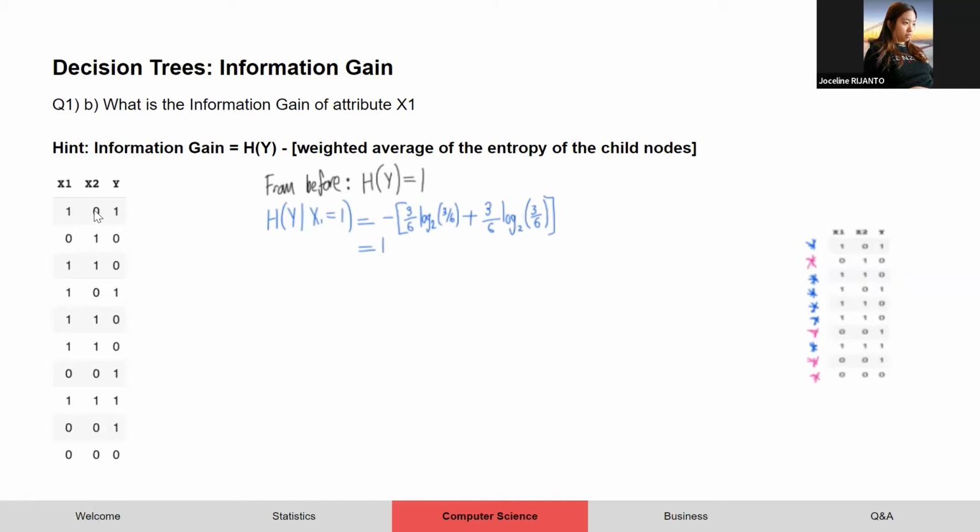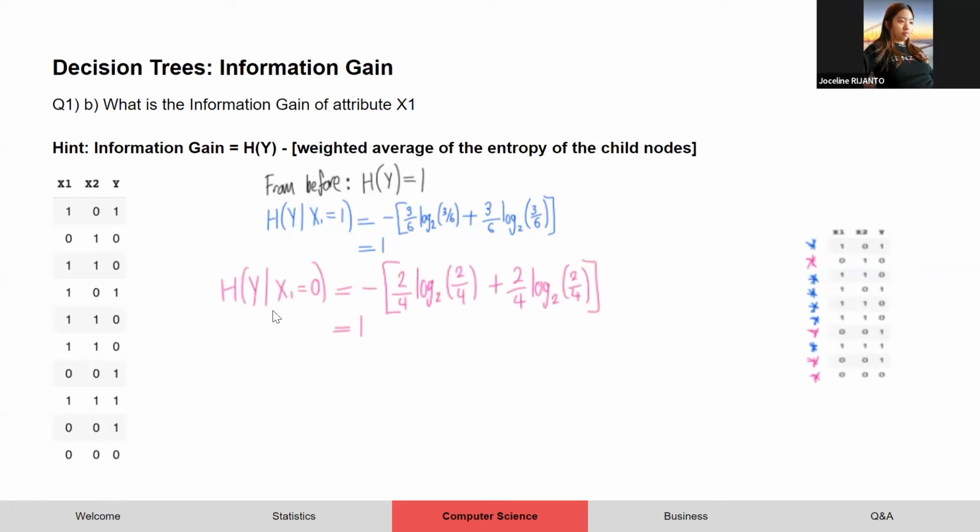So here we have 1, 1, and 1, and the rest are zeros when x1 equals 1. Then using the previous equation, we multiply P(x1=1, y=1) and P(x1=1, y=0), and then we multiply by a negative value, so we get 1.